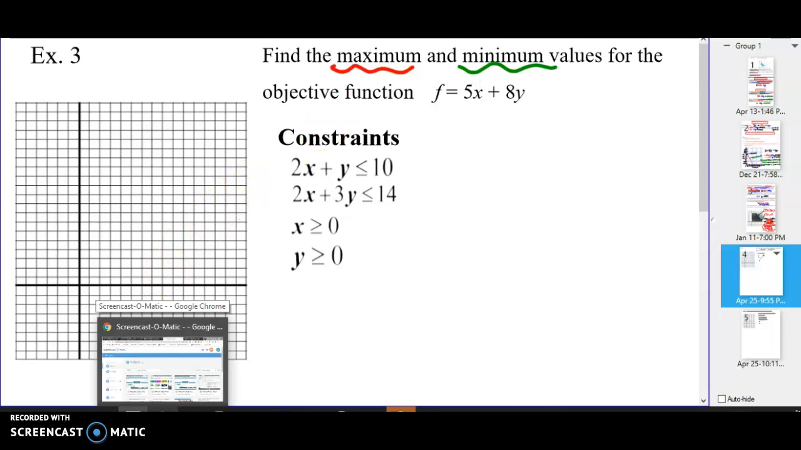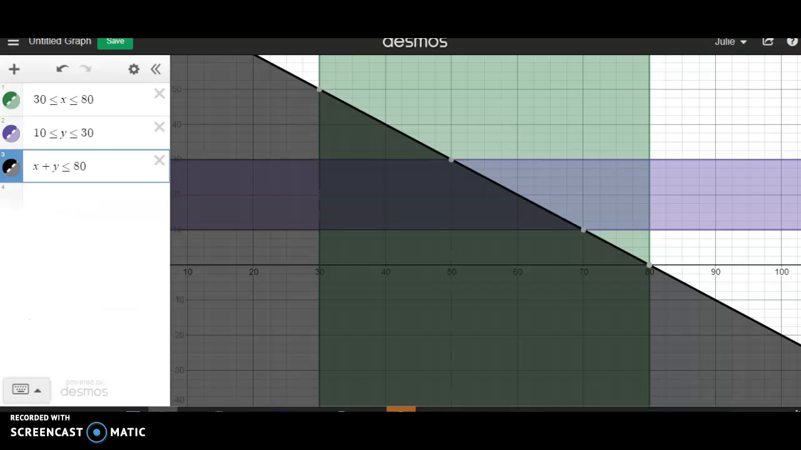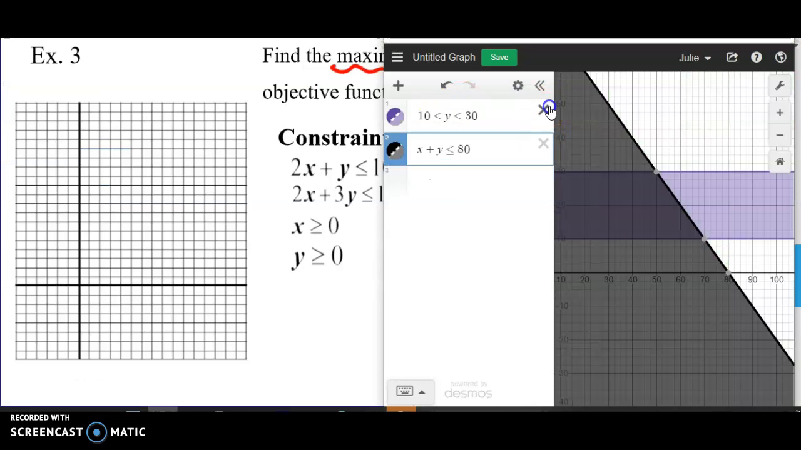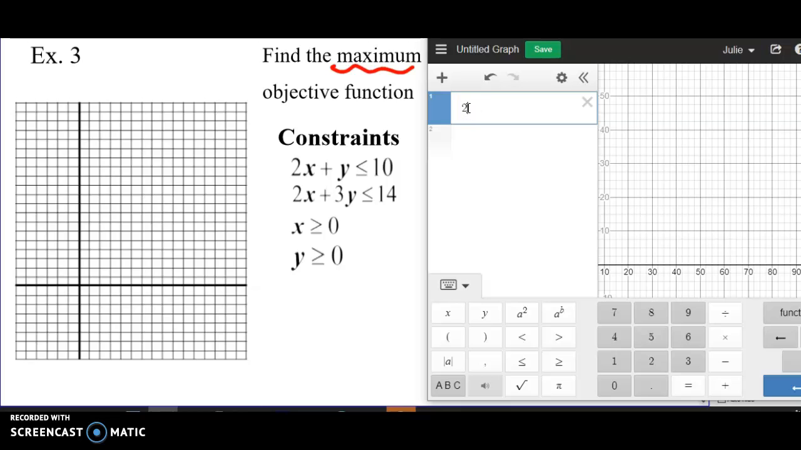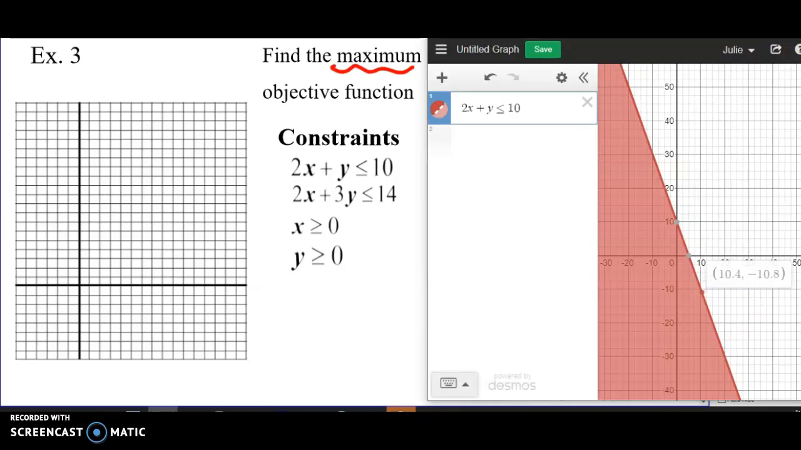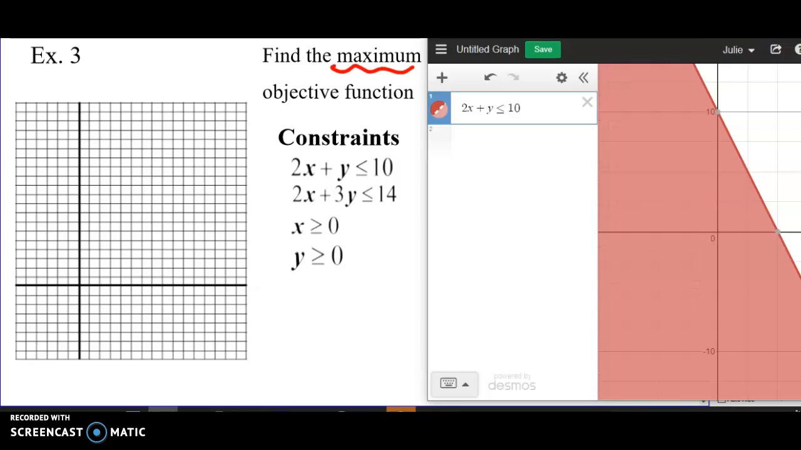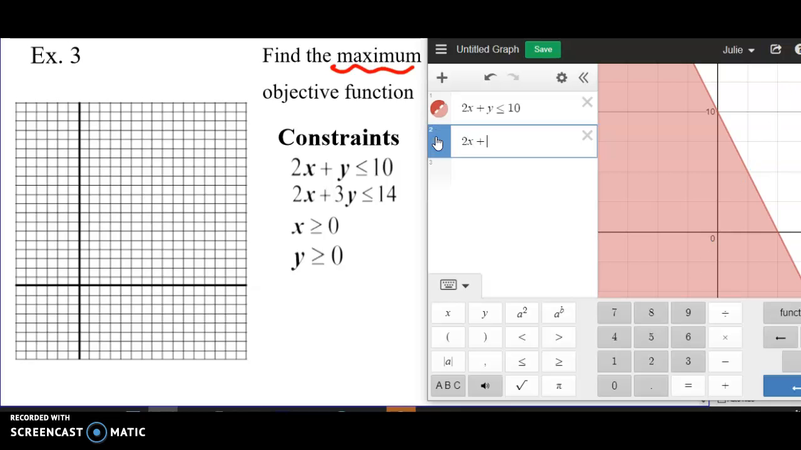So I'm just going to pop over to Desmos. Again, we could graph this by hand, but we have the tools, so why would we not use them? So 2x plus y is less than or equal to 10. Great. Okay, so let's see. I'm going to hit this little home button right here. That fixes it. But I know that I only want quadrant 1. Then I'm going to do 2x plus 3y is less than or equal to 14.